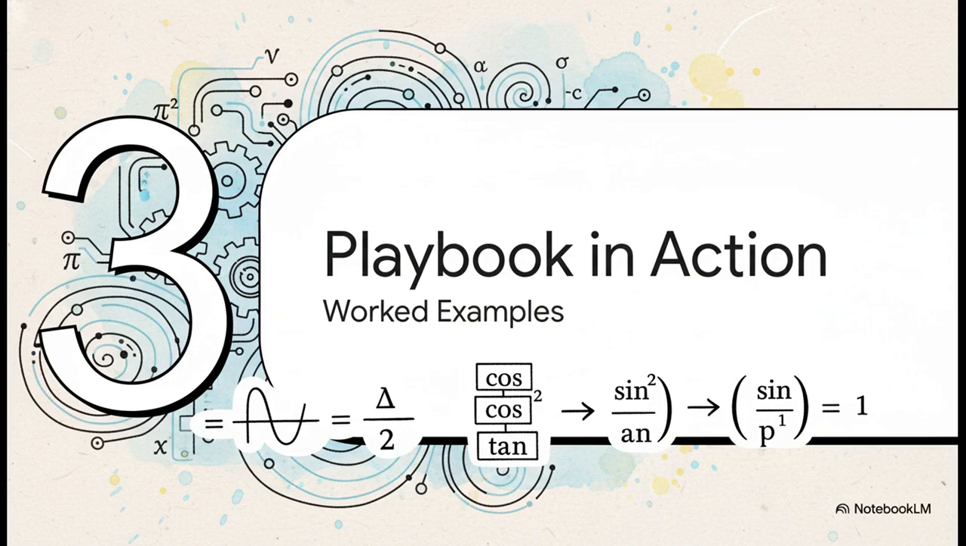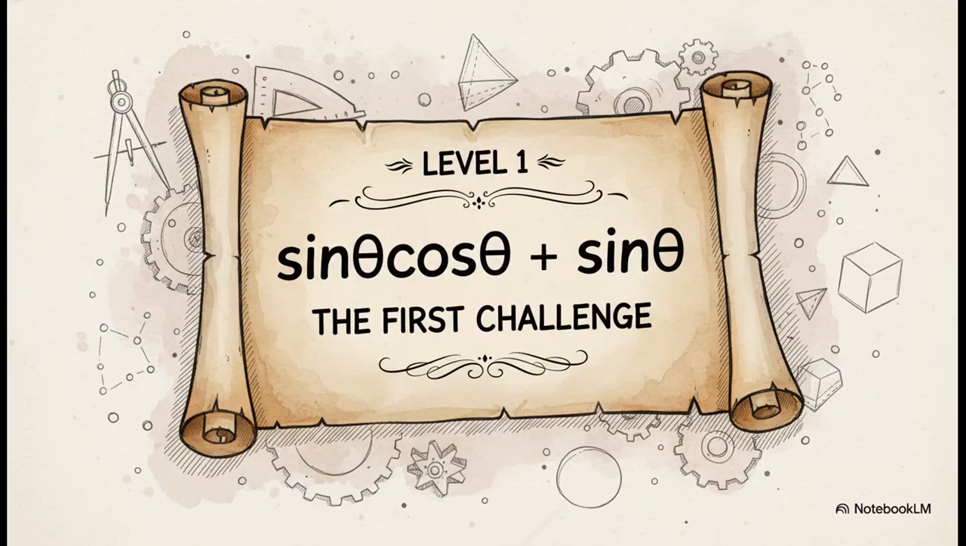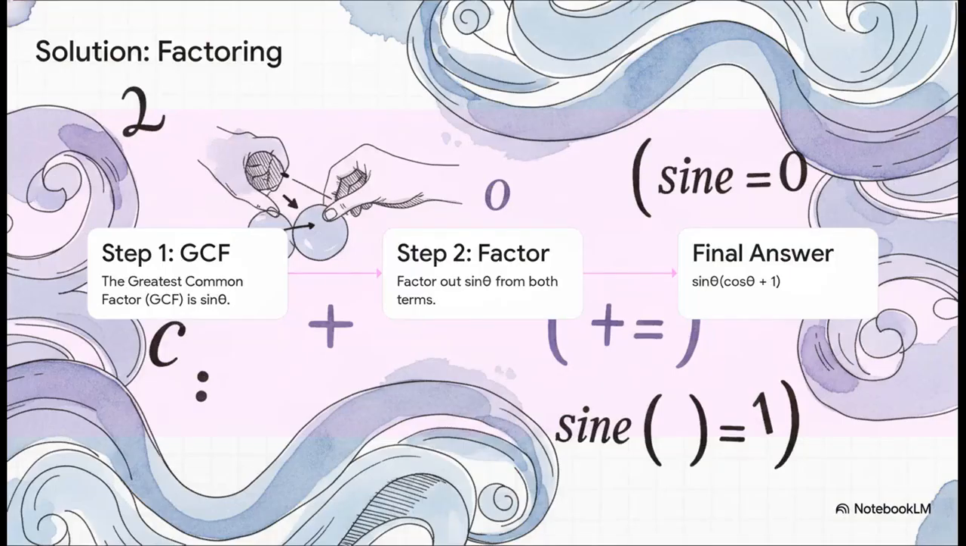We're going to walk through 3 examples, starting pretty basic and then ramping up the difficulty. Let's kick things off with this expression, sine theta cosine theta plus sine theta. Now, it looks pretty simple, and it is, but it's a perfect way to show you how step 4 of the playbook works. Okay, let's run the playbook.